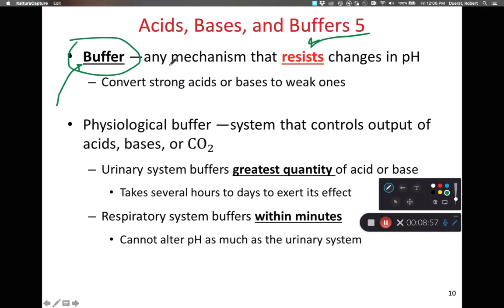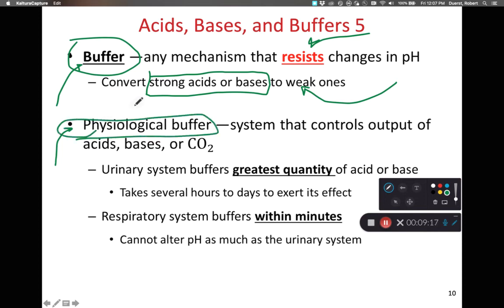All buffers do is they take a strong acid or a strong base and make them behave like a weak acid and a weak base. And they make it so that the change in the pH of solution is minimized. And we have lots of buffers in our body. These physiological buffers help us to modulate fluctuations in our pH. Otherwise, holding your breath would put you into respiratory acidosis in almost a heartbeat. Thankfully, we have these buffers.